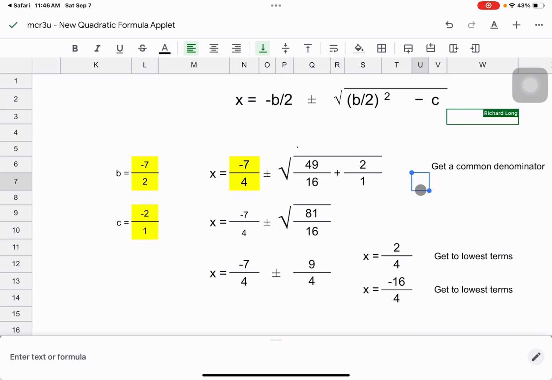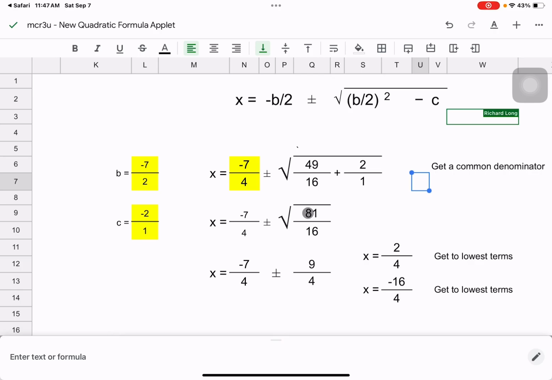Now, you need to be doing the calculations at home, and this is a way you can check to see if you're right. What happened was we took negative 7 over 4, negative b over 2, and then we squared that. Negative 7 squared is the same as 7 squared, that's 49. 4 squared is 16. Minus c. Well, the negative of negative 2 is positive 2, and again, we write it as 2 over 1. Next step, get a common denominator between 16 and 1. That is multiplying by 16 over 16. Then you add the two new values together and you get 81 over 16.